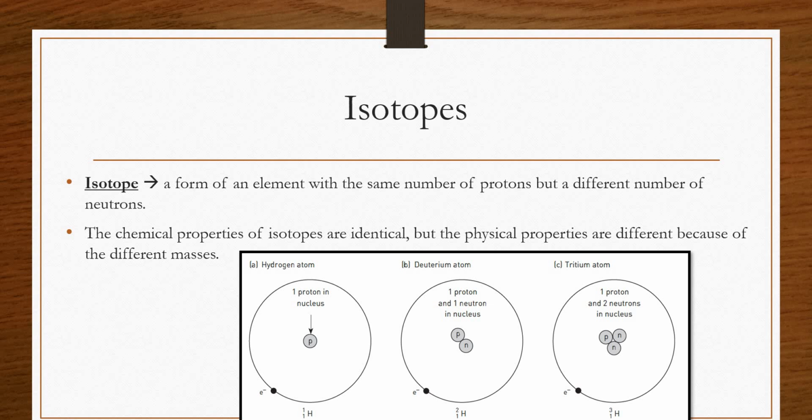Yeah, chemical properties are identical. So I just want to remind you guys when we're talking about ions, that's different than isotopes. Because in an ion, what's different? The charge. In an isotope, what's different? The weight, the mass, the chemical structure.